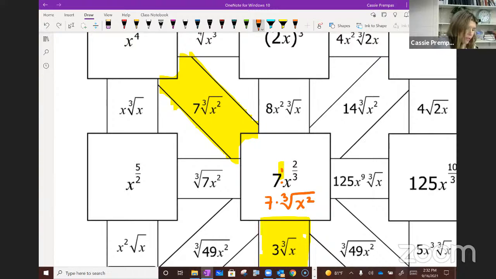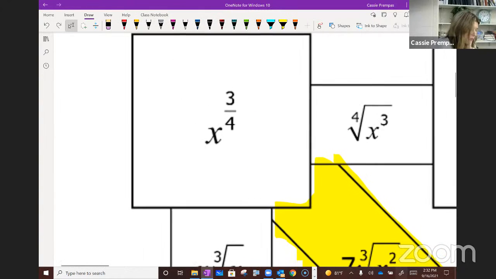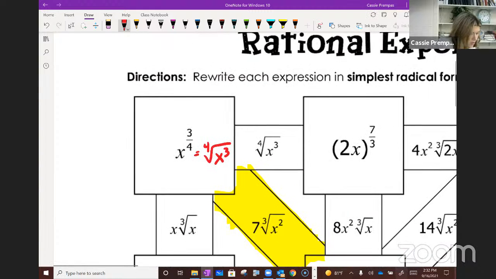All right, 2 more I'm gonna do with you, and then I'll let you guys go. X to the 3/4, which one is the index? 4, good. So we have the 4th root of x cubed. Obviously, that one would go to the side, but notice how it does have the incorrect answer. If you said the index was 3, you would be moving this way, which is the wrong way. So just be careful. Sometimes it does have your incorrect answer shown. So we're moving to the right.